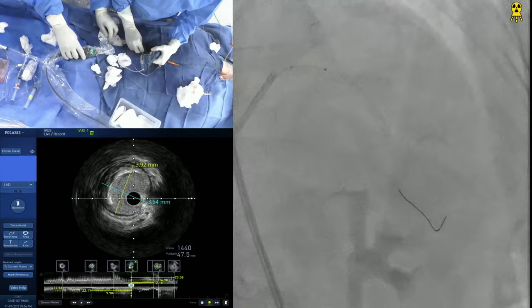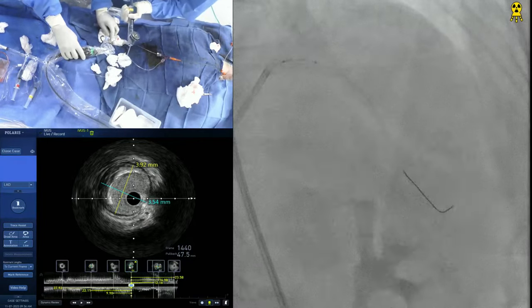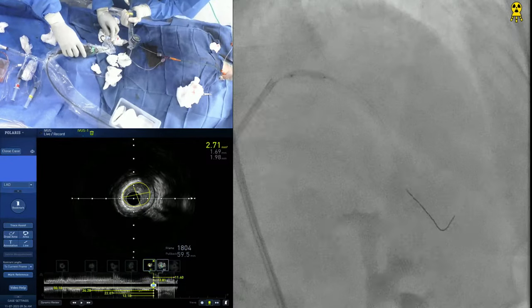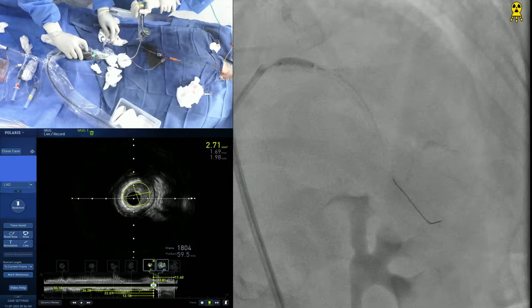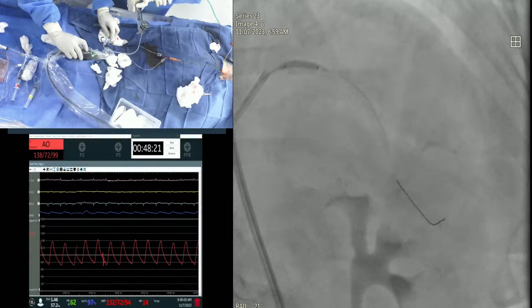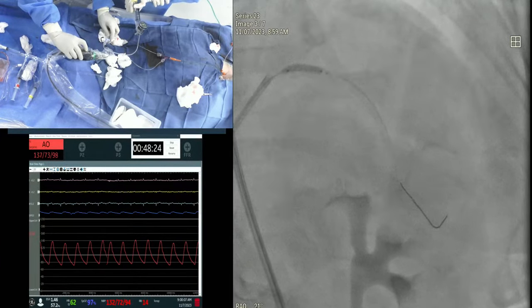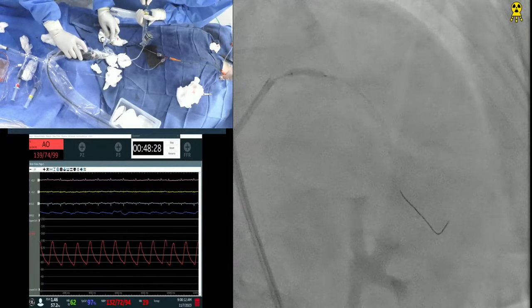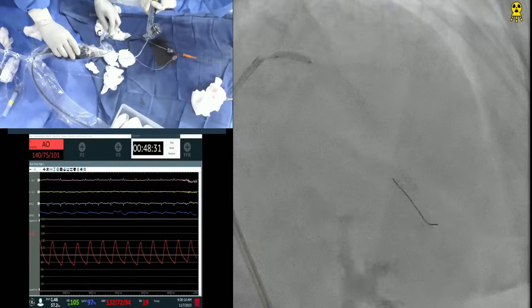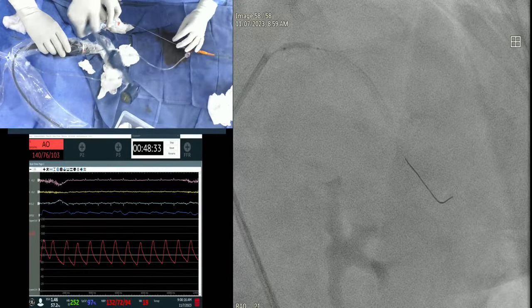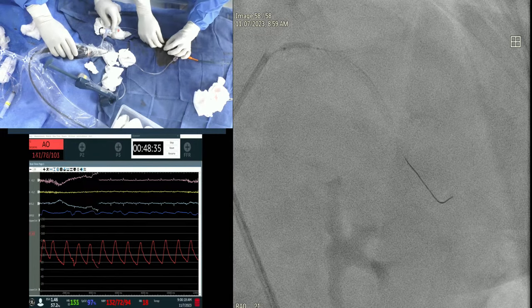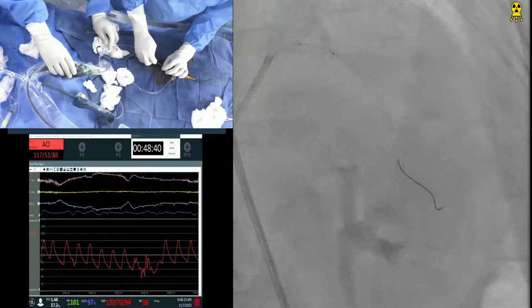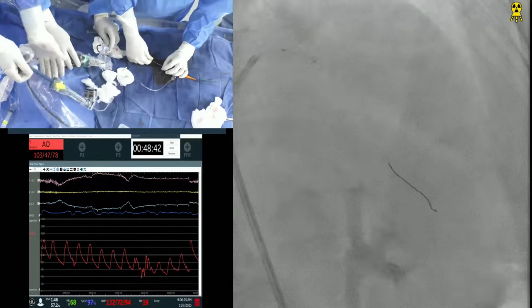Good. Okay, so we can go to four or six, and then four. Four is good. See, this is the one. And then before deflating, you go to six atmospheres for a few seconds and then come down. Okay, now go a little bit in. Proximal edge of the stent, right? Go in a little bit, good, not too far. Here. Okay, go up again.